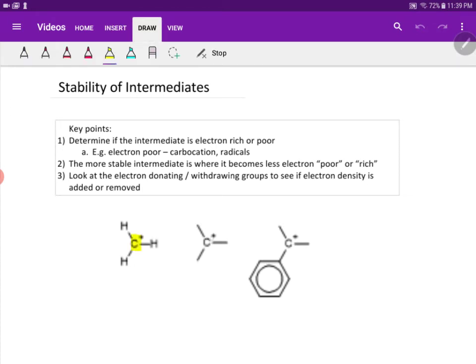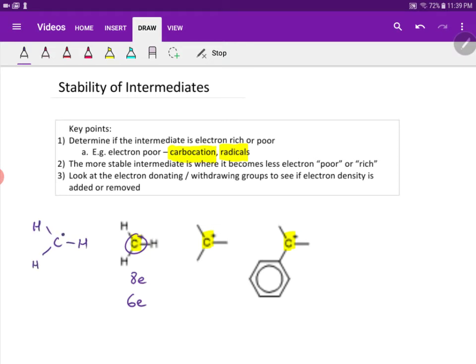So these three things are our carbocation ions. Our job is to determine if the intermediate is electron rich or electron poor. We know that carbocation ions and radicals are electron poor because this carbon atom, to achieve octet structure, needs 8 valence electrons. However, it only has 6 electrons. Likewise for a radical.